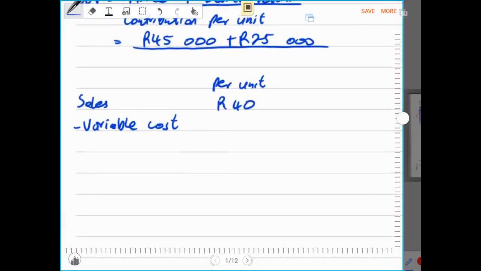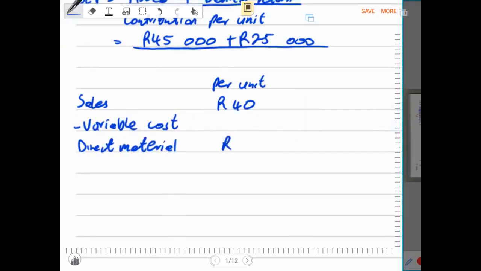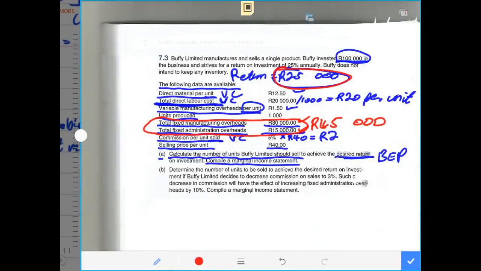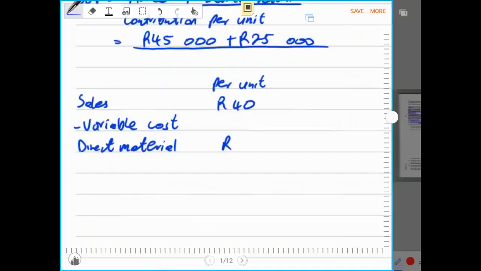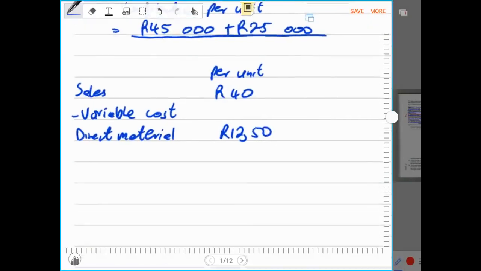Then under our variable cost, we had direct material, because we know that direct material is a variable cost. Hence, I highlighted that. Direct material per unit is 12 rand 50 cents, already provided to us per unit. Therefore, this will be 12 rand 50 cents.